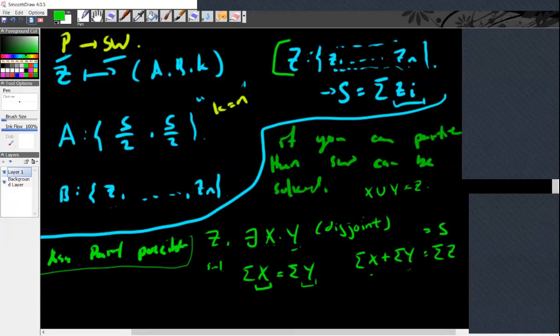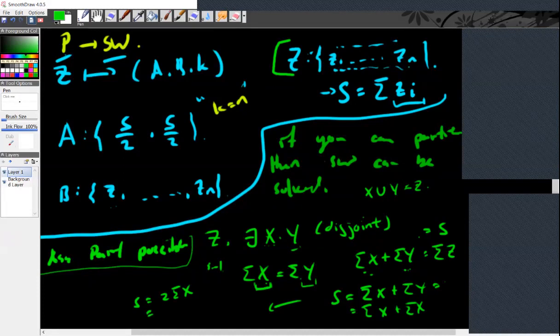Okay, so I know that sum of X is the same as sum of Y, and I know that if I add the two of them together, this gives me S, right? So what can I say? I can say that S is sum of X plus sum of Y, and since sum of X is equal to sum of Y, this is the same as saying sum of X plus sum of X. So this is just saying that S is equal to 2 sum of X, right? And likewise, S is equal to 2 sum of Y. So in other words, sum of X here is equal to S over 2. Sum of Y here is equal to S over 2.